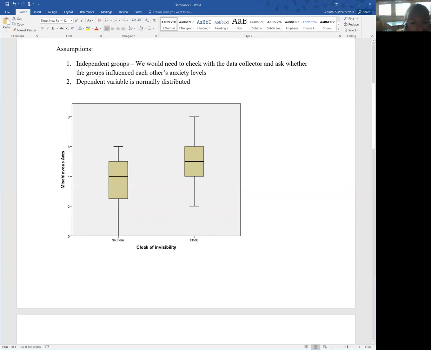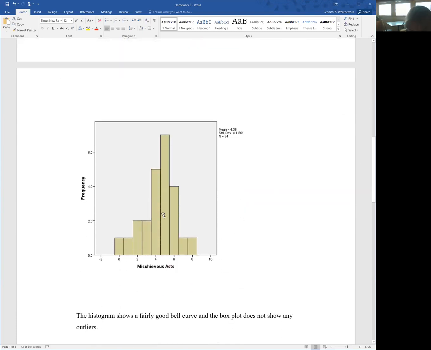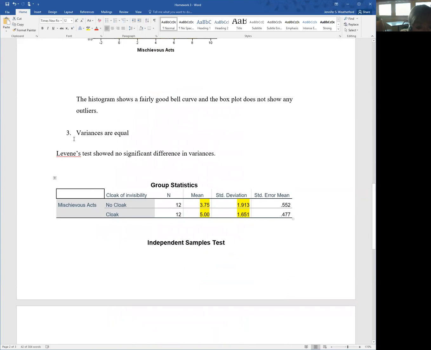And these are the 3 main assumptions: that you have independent groups, and that just comes from the researcher. Field would have to tell us, yeah, he didn't let the cloak group influence the no cloak group and vice versa. The second assumption, though, is that the dependent variable is normally distributed. And so we're going to show that by just eyeballing this box and whiskers plot, and then also this histogram. And remember, we created these, we eyeballed them, and they looked pretty good. The third assumption is that the variances are equal, and this comes up automatically in the output.